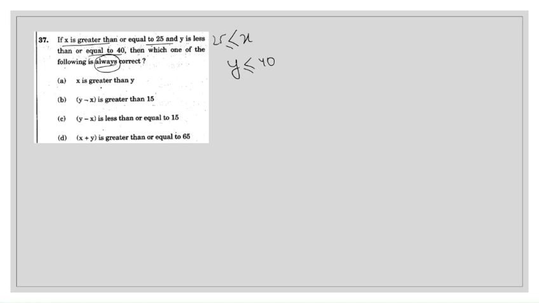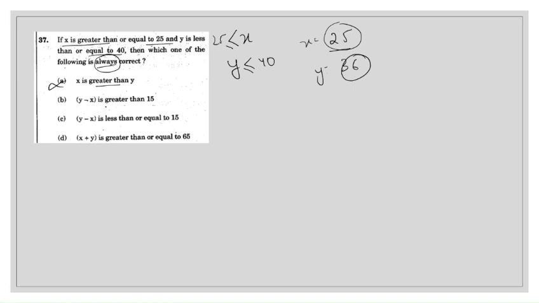So the first option says x is greater than y. If we take this option, suppose the value of x we take as 25, because we can take x equal to 25, or we can take x equal to 26, 27 and so on till infinity. And y if we take equal to 36, because y can be either smaller than 40 or perhaps equal to 40. So if y is equal to 36 and x is equal to 25, x is not always greater than y. So this statement is wrong. So the first option is not the correct answer.